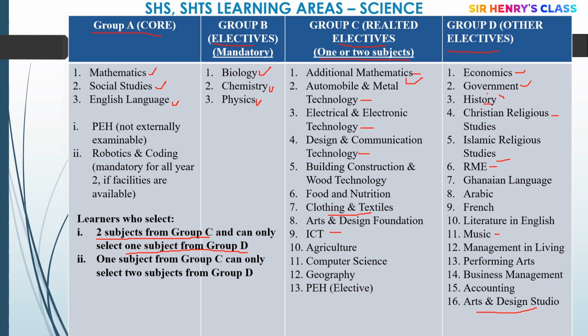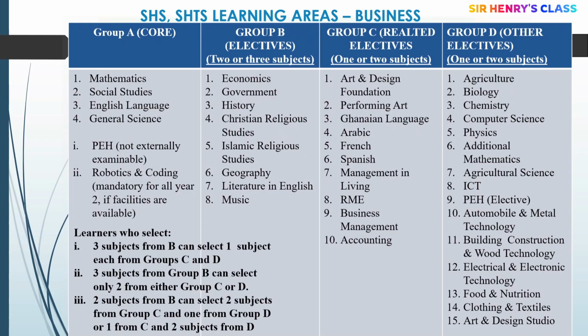Now I want to do general arts in the senior high. What are my subjects? If you want to do general arts where you want to do law, you want to do more of reading and all that. Now, your core subjects, just like I said: maths, social studies, and English language. Now, because you are not a general science student, you'll be doing what? General science as part of your core subjects. Then you do PEH and robotics. These two, you already know about.